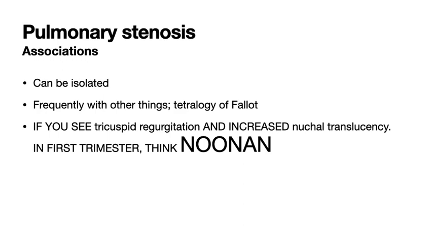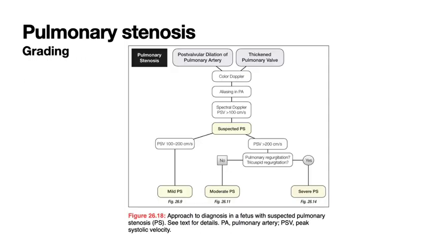And then another very important association whenever you're thinking about pulmonary stenosis is Noonan syndrome. So certainly the association that should jump out at you is if you see tricuspid regurgitation and you have an increased nuchal translucency in the first trimester, think of Noonan syndrome. Incidentally, Down syndrome has increased nuchal translucency and tricuspid regurgitation also. But Noonan, because of the pulmonary stenosis, is going to have that combination potentially.